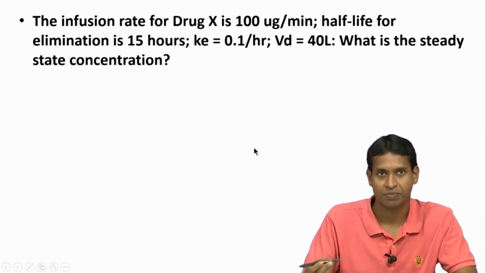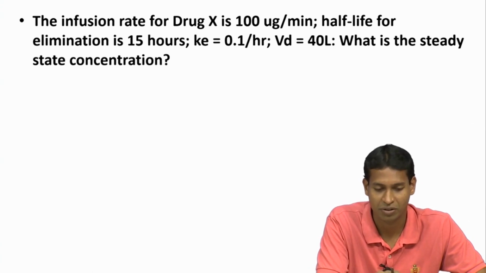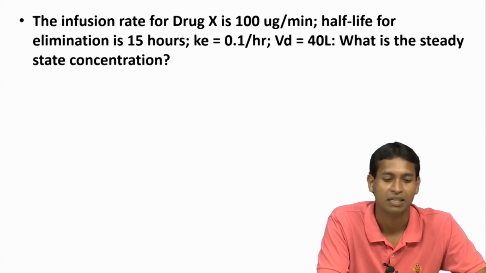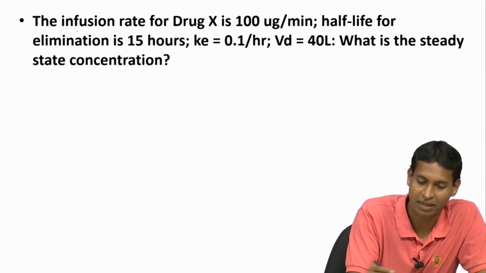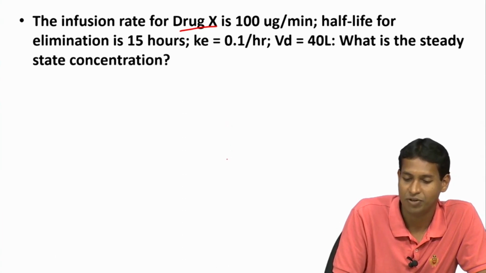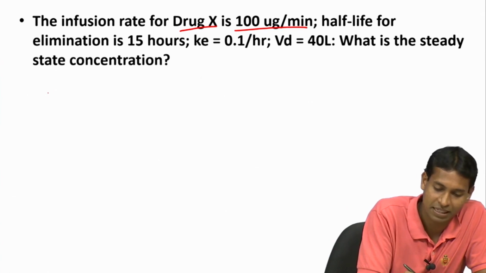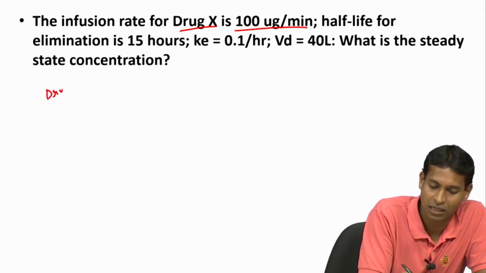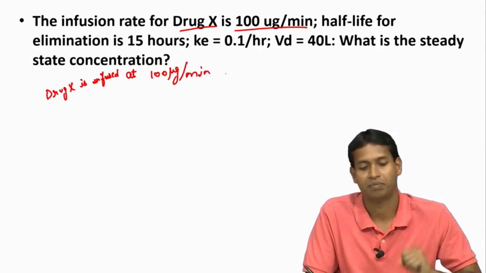Okay, here is another question. In this question, again, this is more on the first part of the course, where we are talking about pharmacokinetics. In this particular question, what has been given is that drug X is infused at 100 μg per minute.